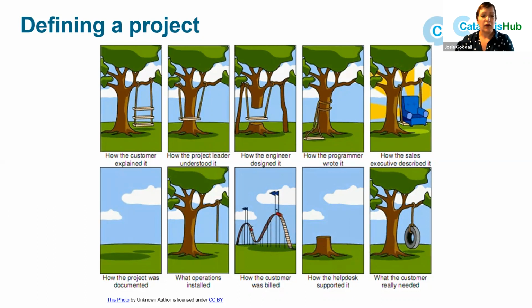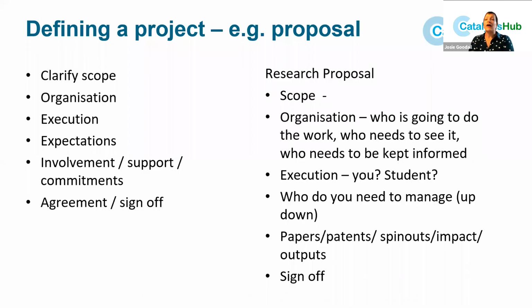So it's very important to communicate what you're doing in your project, what you're not doing in the project, and make sure everyone understands that and agrees on it. So if you're defining a project, you need to clarify your scope. Clarify who's going to do what, how it's going to be done, what the benefits are, what the products are.